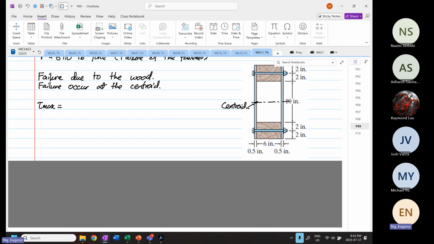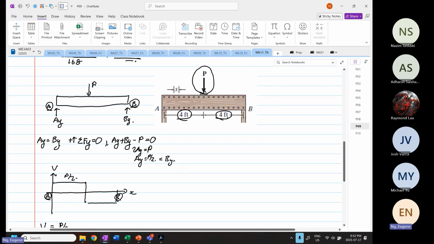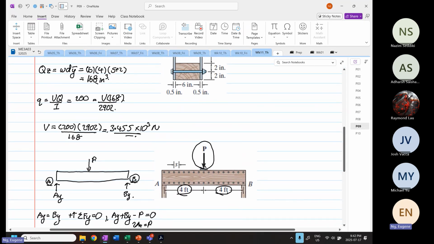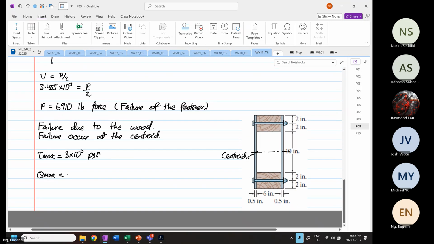to 3 times 10 to the power 3 psi. Okay. So now we have to find our Q max, which is equal to what we calculated the first one, which is equal to 168 plus. Okay, so 168 is for the member over here. Then now it goes through the plywood.